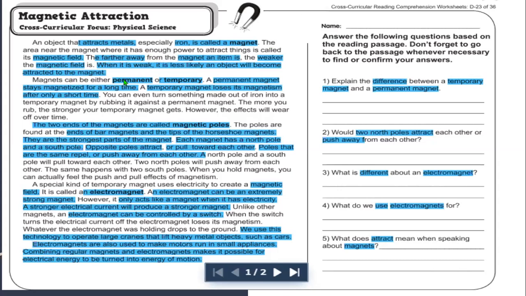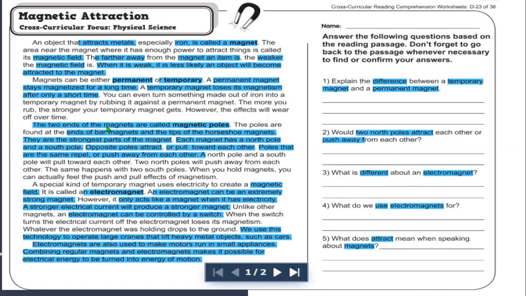Magnets can be either permanent or temporary. A permanent magnet stays magnetized for a long time. A temporary magnet loses its magnetism after only a short time. You can even turn something made out of iron into a temporary magnet by rubbing it against a permanent magnet. The more you rub, the stronger your temporary magnet gets. However, the effects will wear off over time.